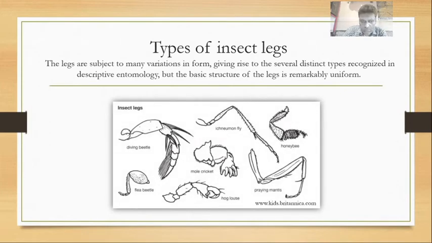All legs are made of the 6 podomeres, that is Coxa, Trochanter, Femur, Tibia, Tarsus, and Pretarsus. Now, based on what kind of functional activity those legs have, one or more parts can be modified, can be more developed, but you would find all these 6 parts in all legs.